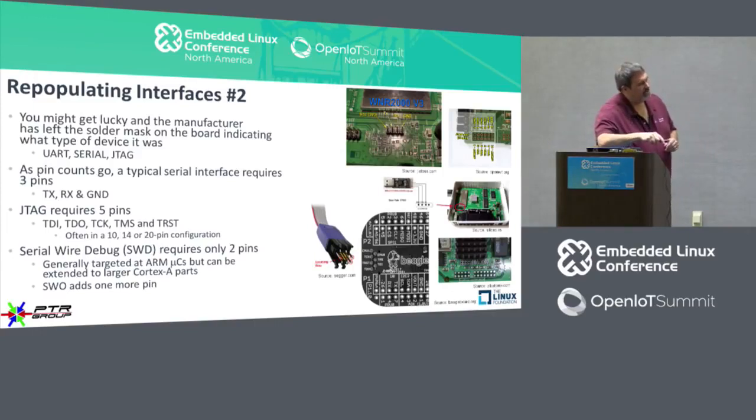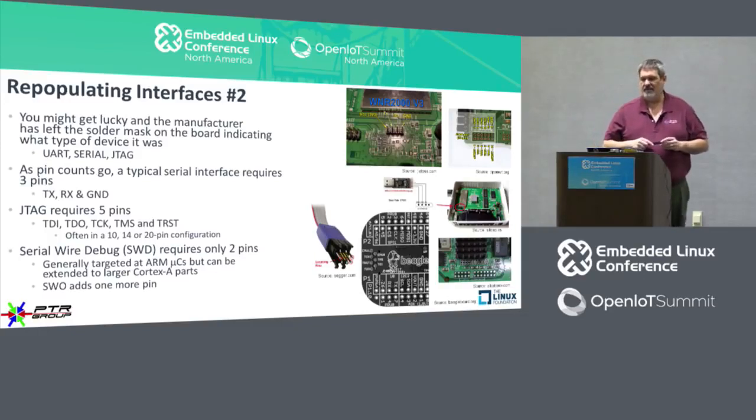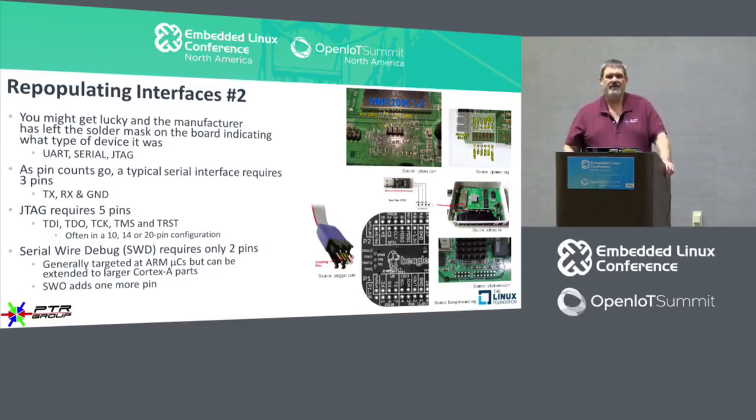Now, here we actually see 2 connectors side by side. One of them is a 14-pin connector, and the other is a 10-pin connector. The 10-pin connector happens to be 2 serial ports. The 14-pin connector is a JTAG. You will also notice that all the holes are nice and neatly filled in with wave solder. So when we get ready to repopulate the connector, we're going to have to get through that and actually solder the thing back in place. So that can be a little tricky.